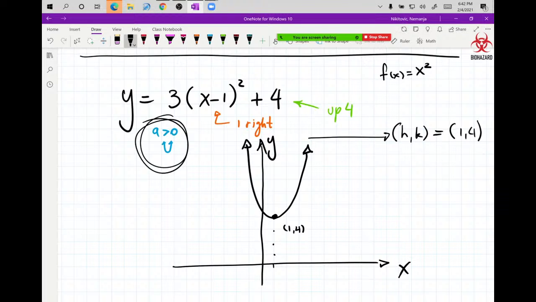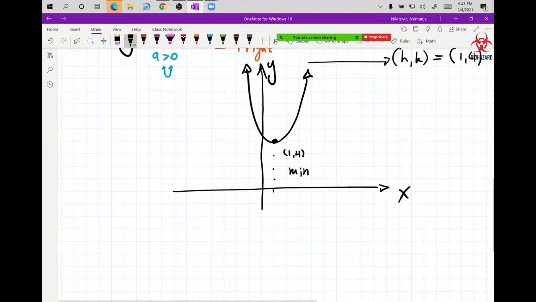This is not an exact graph because we really didn't do the stretching and shrinking with 3. But at least we know 3 is positive, and because 3 is positive, we know the graph opens up. So it's very useful. And we know it's a minimum. It's very useful when you have this form.